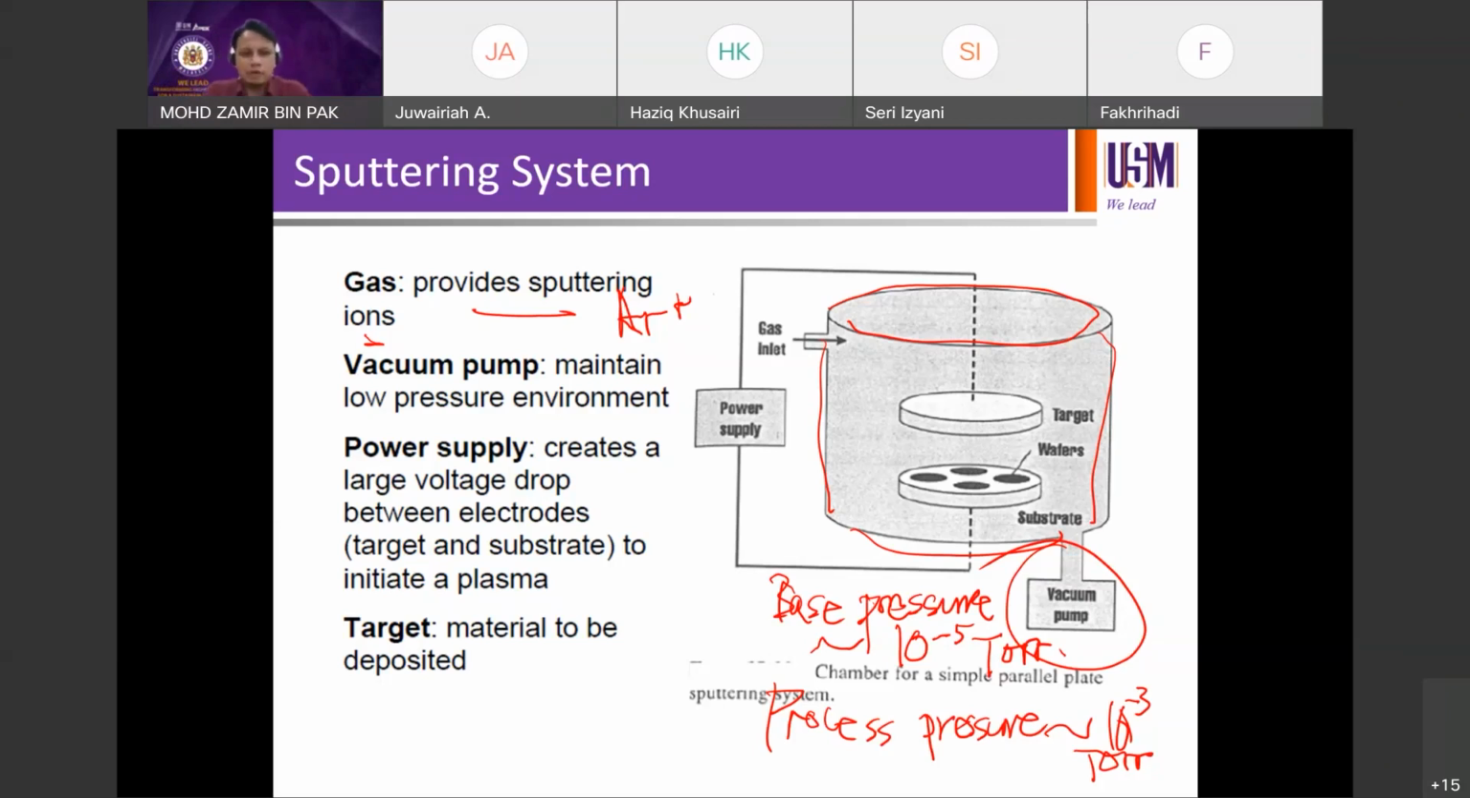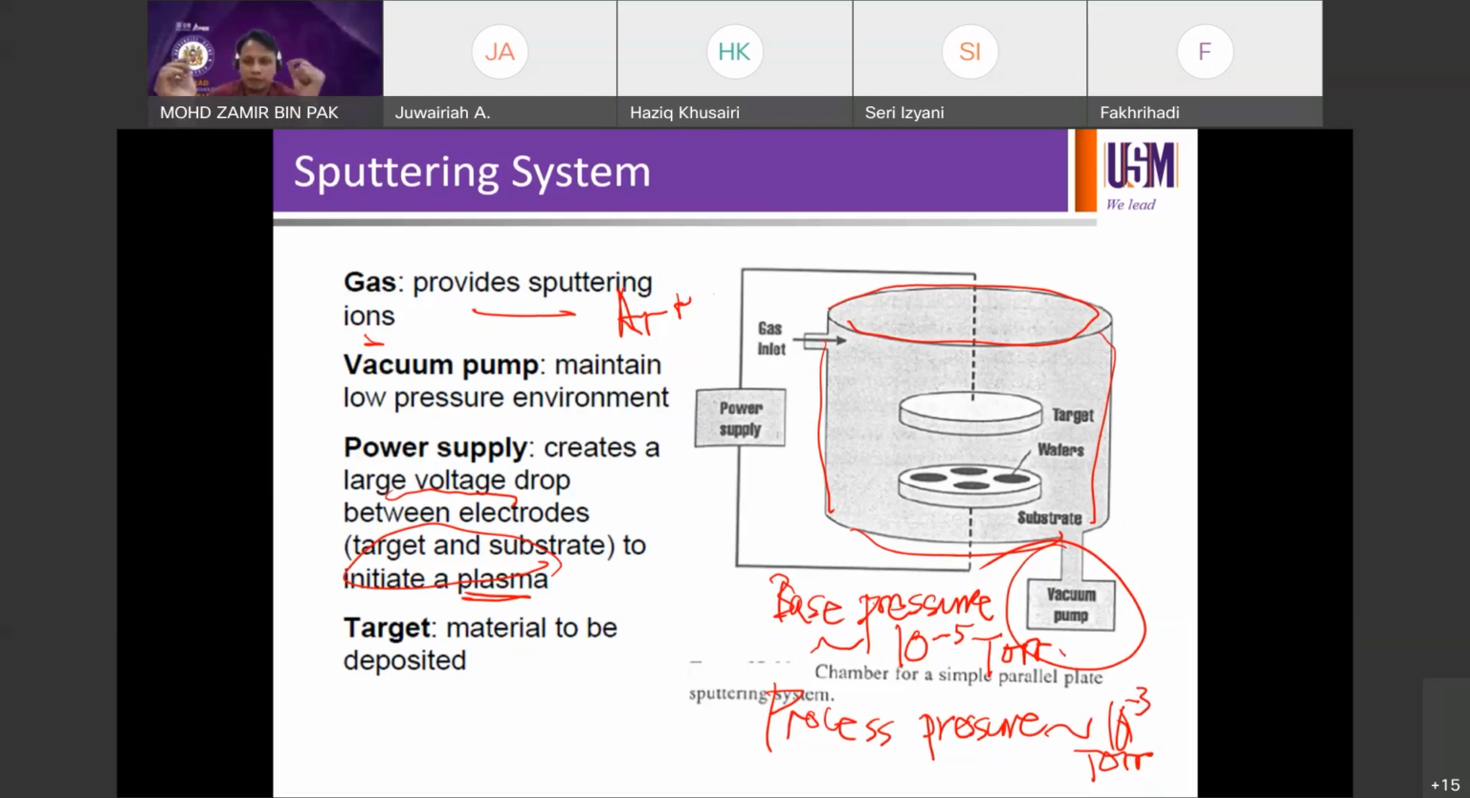Then a power supply creates a large voltage drop between electrodes in order to initiate a plasma. If you fail to generate plasma, meaning you look through the glass window and you don't see anything going on, no color, no plasma, then there will not be any sputtering, because there is no plasma to begin with, right?